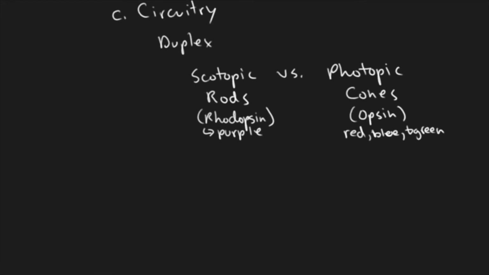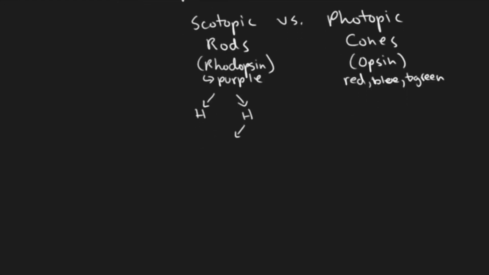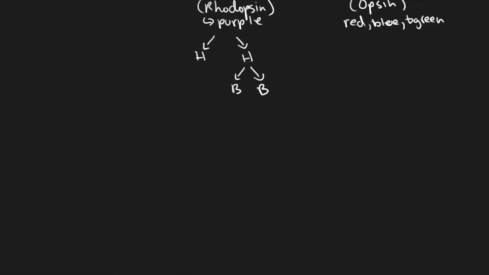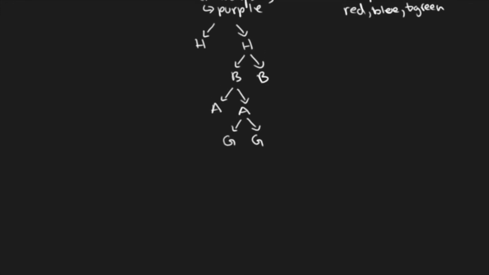So looking at the circuitry, the rods will stimulate, one rod will stimulate multiple horizontal cells, and one horizontal cell will stimulate many bipolar cells, and one bipolar cell will stimulate many amacrine cells, and same thing, one amacrine cell will stimulate many ganglion cells, which then potentiates the signal to the brain. And this circuitry is called convergent circuitry.